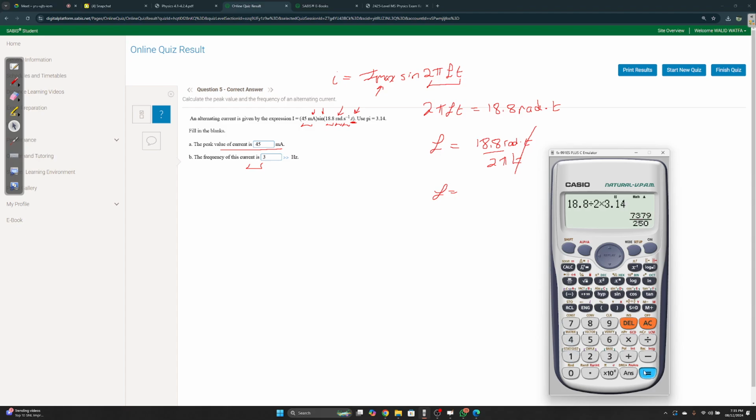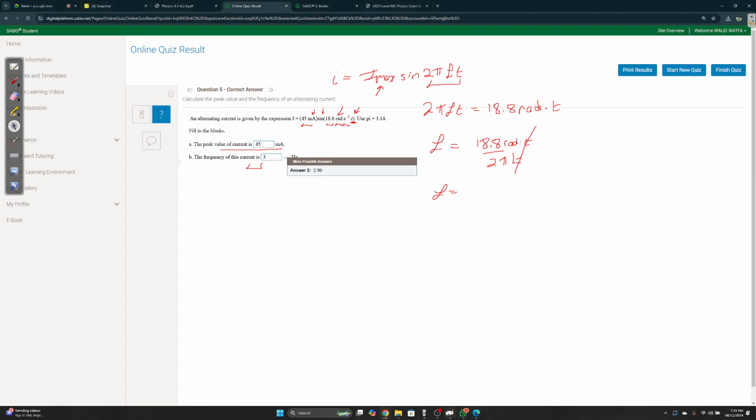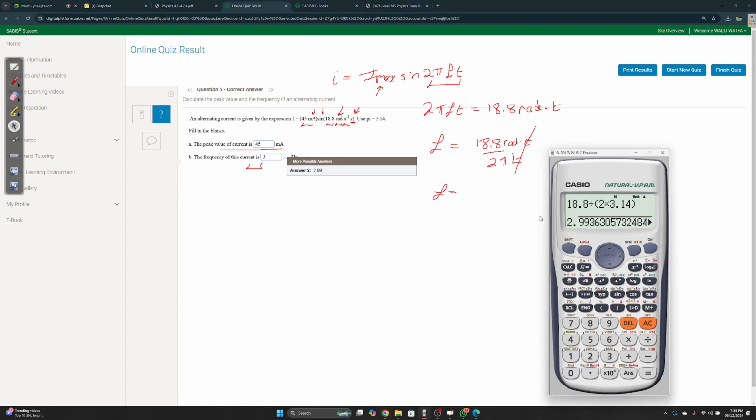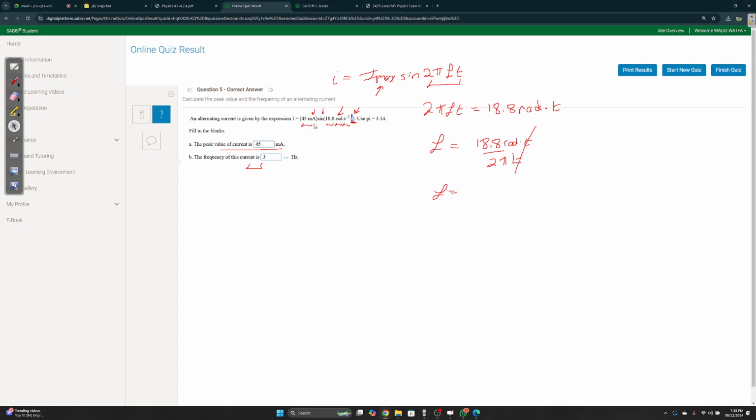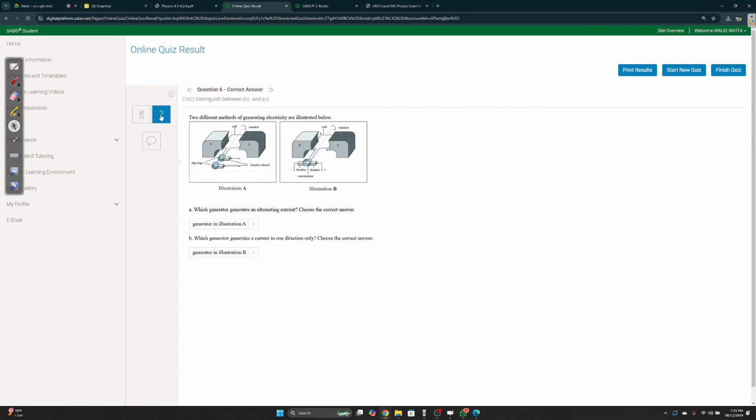Let me put this in brackets. It should be 3, right? To the nearest whole number, it's going to be 3. So anytime you see sine and I, you need to know I is equal to I max sine 2 pi ft. Even though I said it won't come, they're going to bring it, because I never saw them bring it in a different exam.